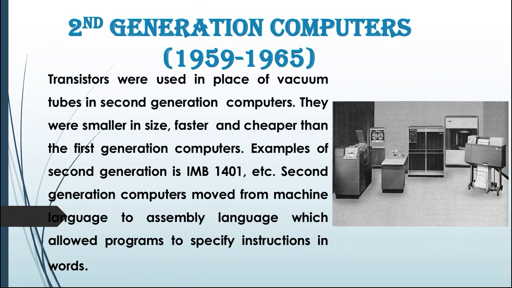How can a thing become faster and cheaper? If you use a lot of material, it is very big in size, it will be expensive. When you're using less material, it is smaller in size, you have to give less money. For example, after the first generation of computer, in second generation it was IBM 1401, etc. Second generation computers moved from machine language to assembly language, which allowed programs to specify instructions in words.